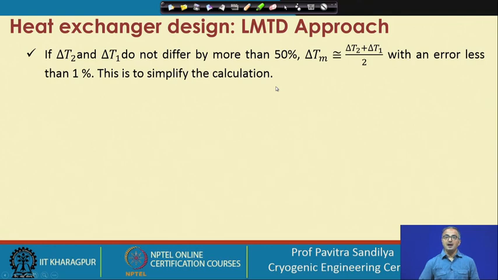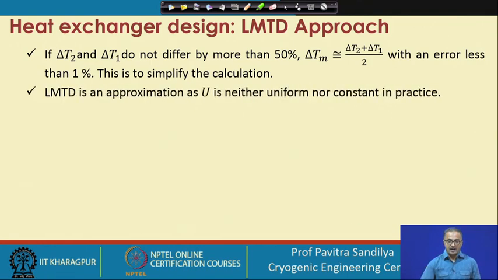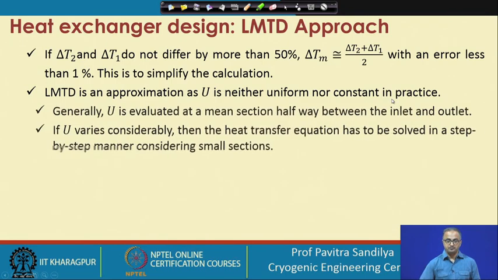And by taking the arithmetic mean, we essentially simplify our calculations. And then this LMTD is an approximation, as we said, that it is obtained only by considering this overall heat transfer coefficient to be constant, but in practice this U is neither uniform nor constant.